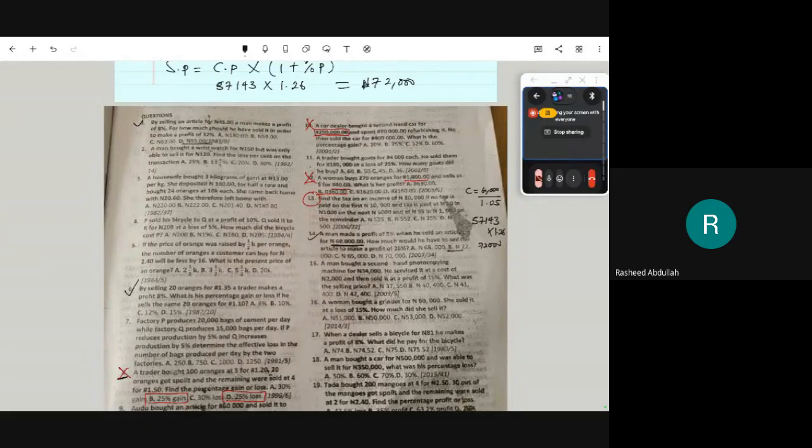Question 15. A man bought a second-hand photocopying machine. Is it okay here? I'm just greeting you.